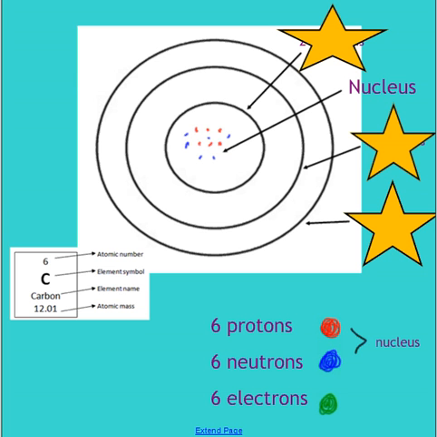So we're going to start. Carbon has 6 electrons, so we need to put them where they belong. So the rules here for your energy shells or energy levels is that on the first energy level, you can only hold 2 electrons. That's the maximum.